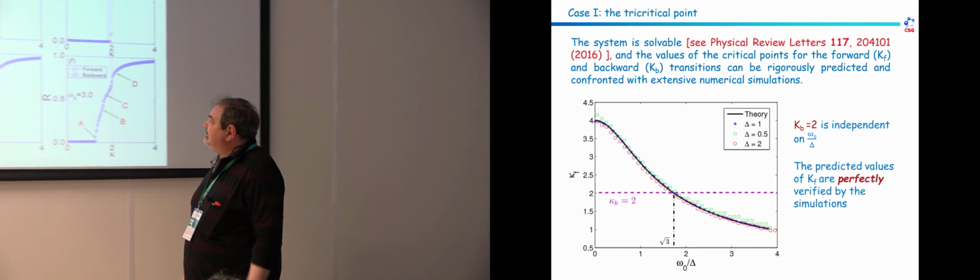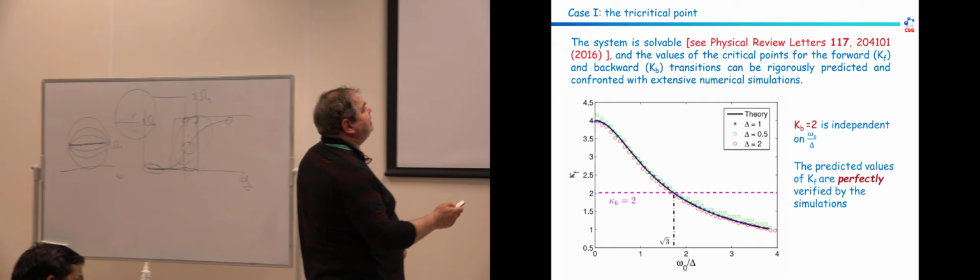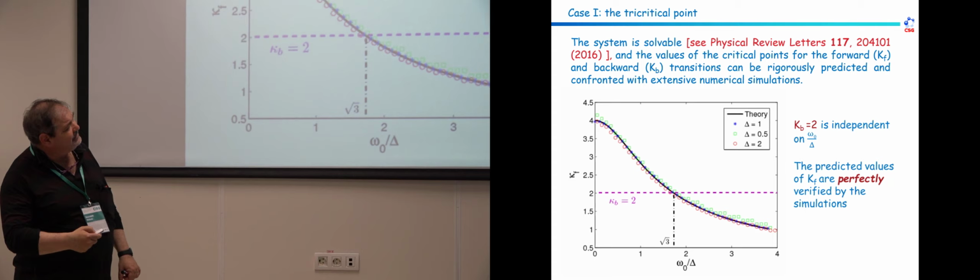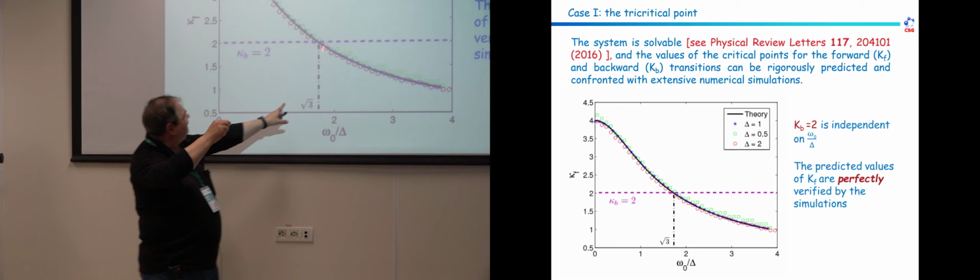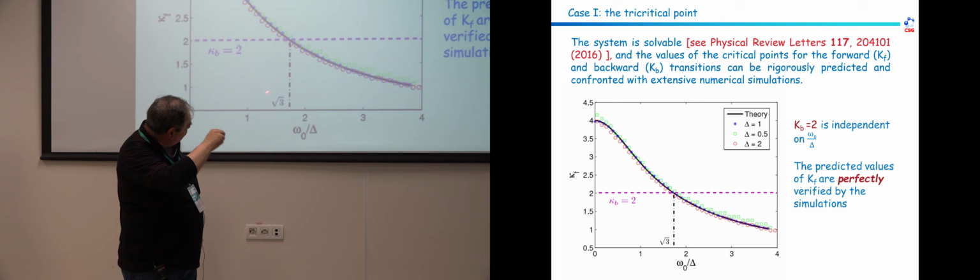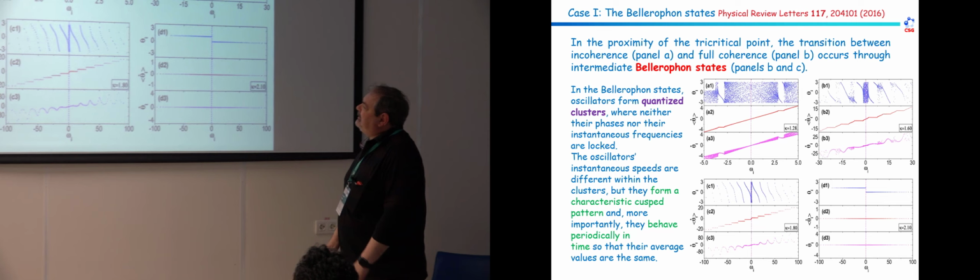This can be calculated analytically because the system is solvable. And you can calculate the threshold for the forward transition and the threshold for the backward transition analytically. So you see that the tricritical point is when these two thresholds coincide, that is when omega 0 divided by delta is square root of 3. Please, next. When I do like this, I put myself there and I now increase the coupling strength.